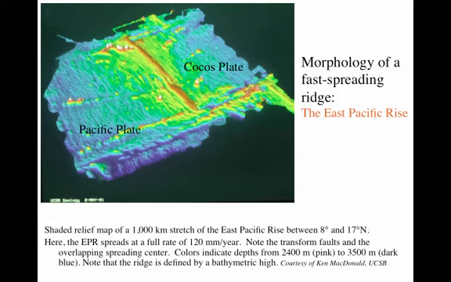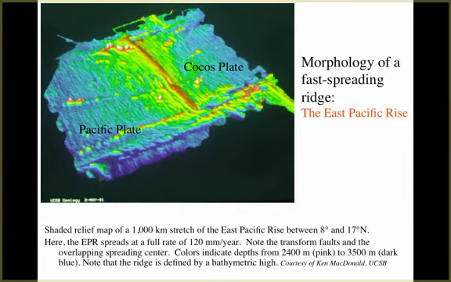If we look more closely at the morphology of a fast spreading ridge like the East Pacific Rise, we see the axial ridge, we see transform faults on either side of that spreading center. This is spreading at a rate of 120 millimeters a year. And we also see a small section that is an overlapping spreading center. The colors are indicating depths of 2,400 meters in the red, pink colors to 3,500 meters in dark blues.